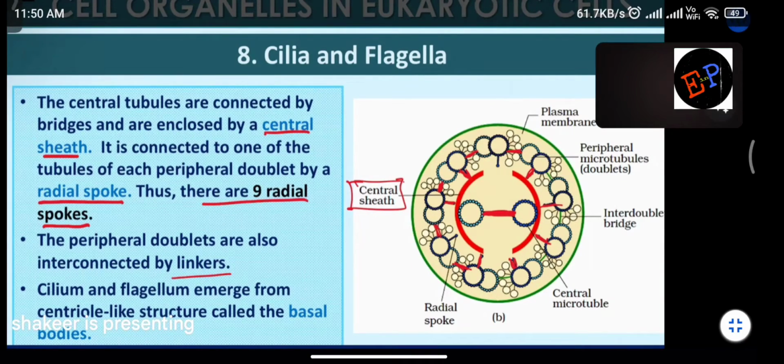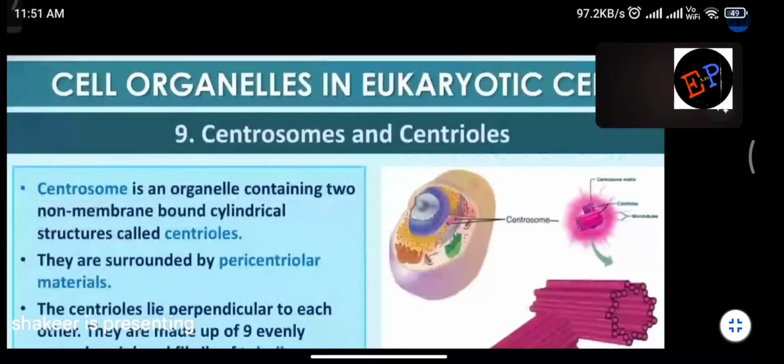Cilium and flagellum emerge from centriole-like structures called basal bodies. So cilium and flagellum, from where will they start? They will start from the basal body, a centriole-like structure. Already we studied the flagellum, which can be divided into 3 parts: basal body, hook, and a filament. Similarly here also we have a basal body. From the basal body only, the cilium and flagellum will arise.